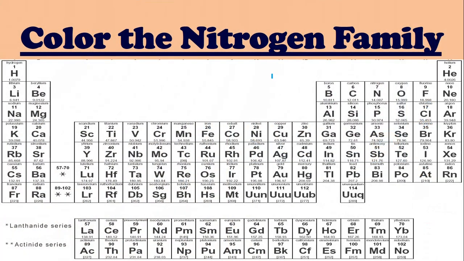So, nitrogen family. A little highlight. Can you guess where the nitrogen family is? Well, it's right here where it says nitrogen, and it's everything below it. Nitrogen, phosphorus, arsenic, antimony, and bismuth. That's your nitrogen family. Again, pause when you need to so you can finish coloring your periodic table if need be.